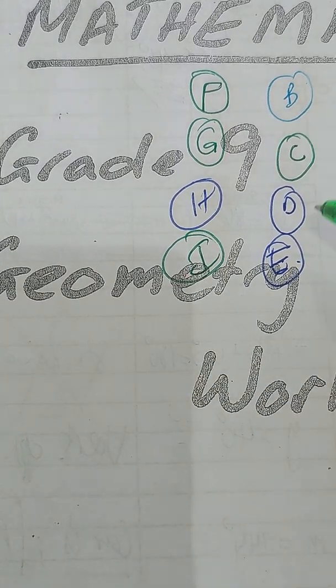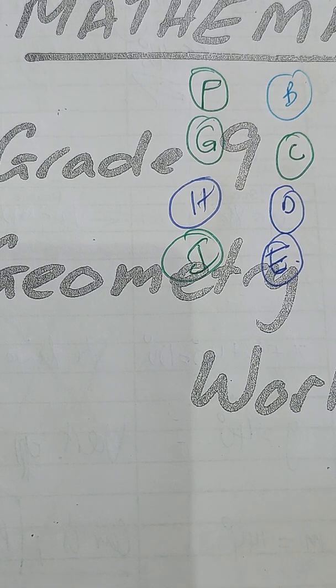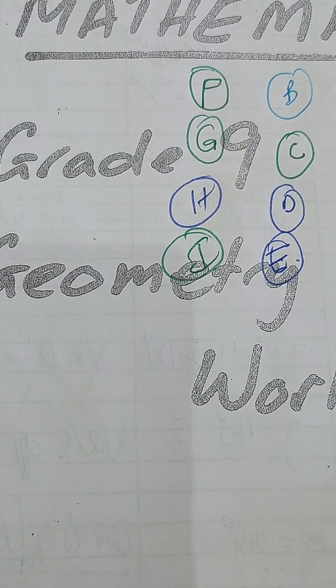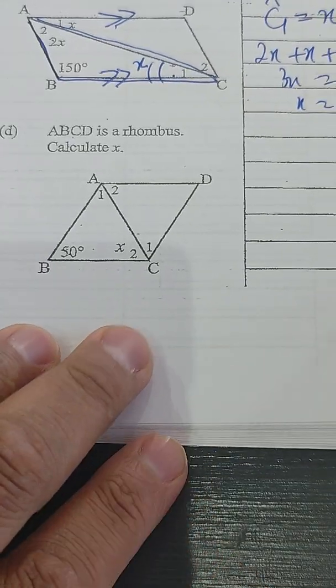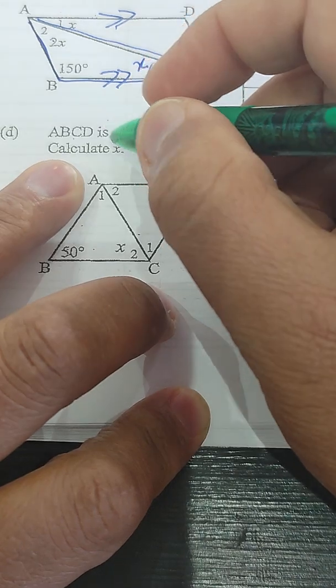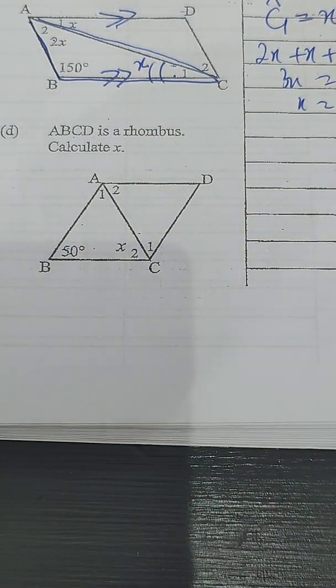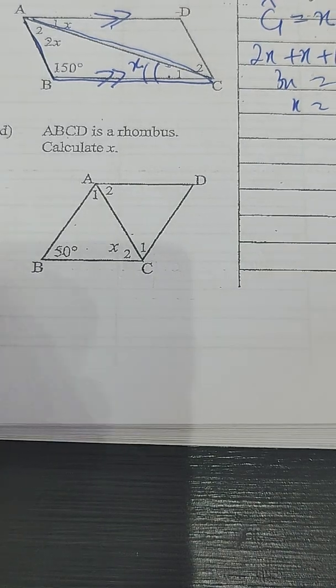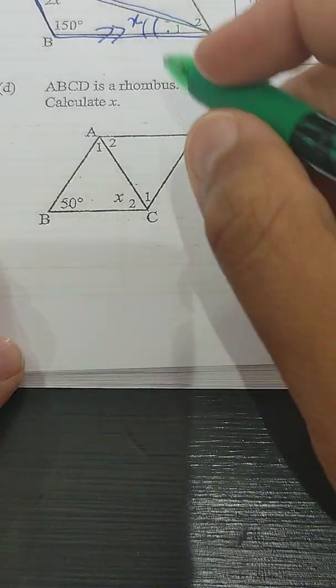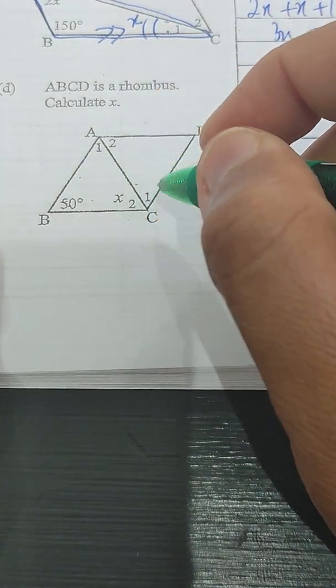Okay, so now we're looking at the 9th video of this booklet. We're on page 10, the bottom of page 10, D. We're told this is a rhombus. So the properties of a rhombus are 6, okay? At this point you should be familiar with all the properties. The question says calculate x.